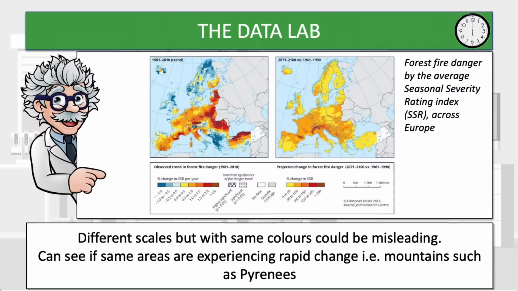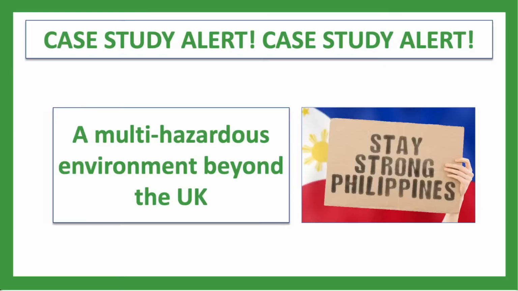However, something that is quite useful is you can see if the same areas on each map are experiencing rapid change. So you can use the colors to look at that rate of change, but you have to be careful to appreciate that we have got those different scales. So well done to those of you that came up with absolutely fantastic comments there.